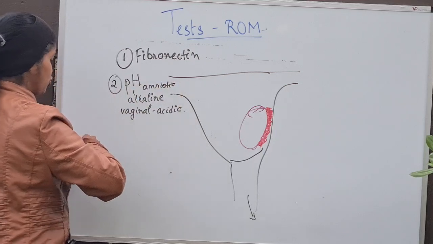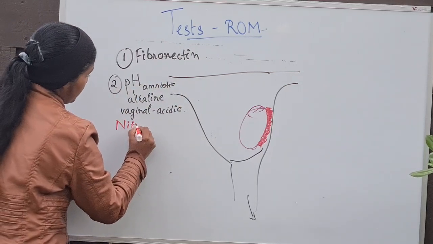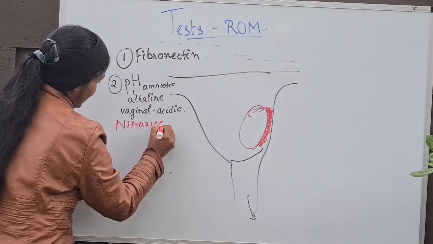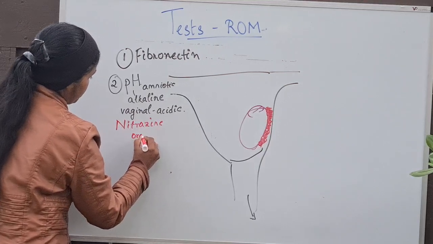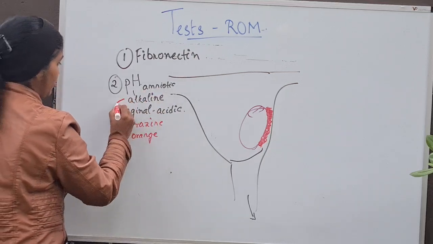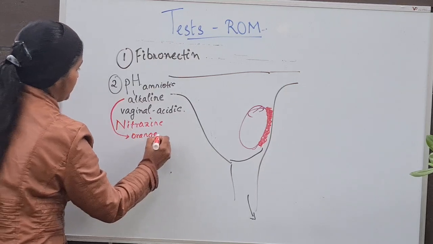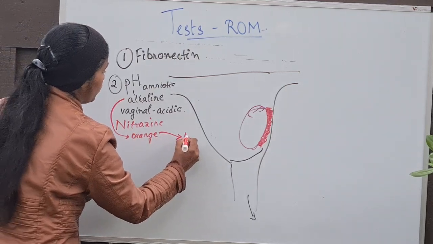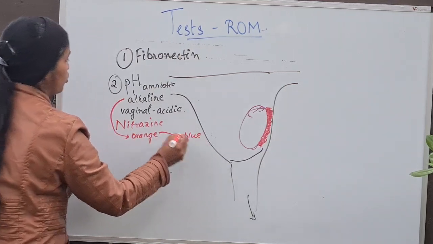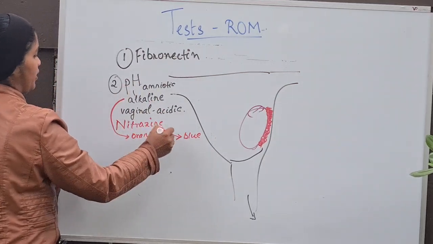So we are supposed to test with the nitrazine paper. What is nitrazine paper? Nitrazine paper is generally yellow or orange in color. If amniotic fluid, that is an alkaline, comes in contact with this orange nitrazine paper, then it gets converted to blue, because alkaline generally turns it blue. So this is how we can diagnose it.